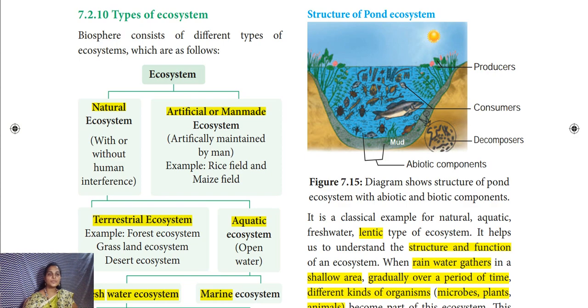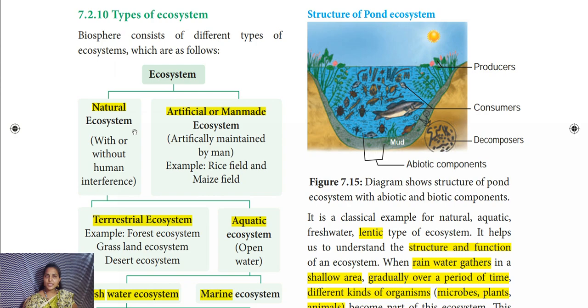Hello everyone. Today we are going to discuss types of ecosystem and one more thing, the structure of the pond ecosystem. Okay, so we know what an ecosystem is: the environment which is around us, right? So that is called an ecosystem. So here we are going to discuss the types of ecosystem, right? So what are the types? Natural ecosystem and artificial or man-made ecosystem.